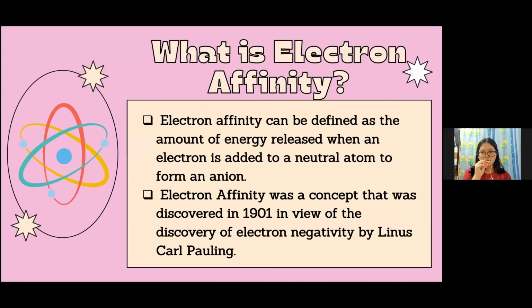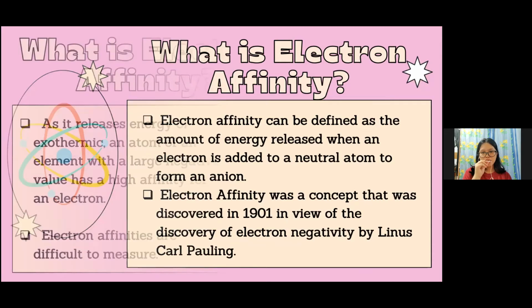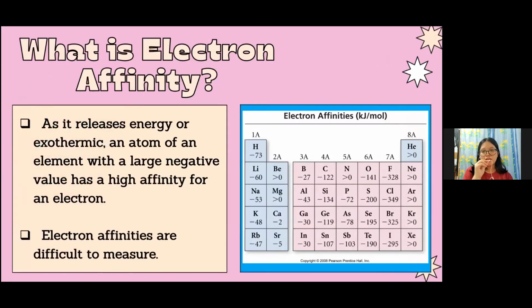It was a concept that was discovered in 1901, in view of the discovery of electronegativity by Linus Carl Pauling. As adding an electron to a neutral atom releases energy, or is exothermic, an atom of an element with a large negative value has a high affinity for an electron.